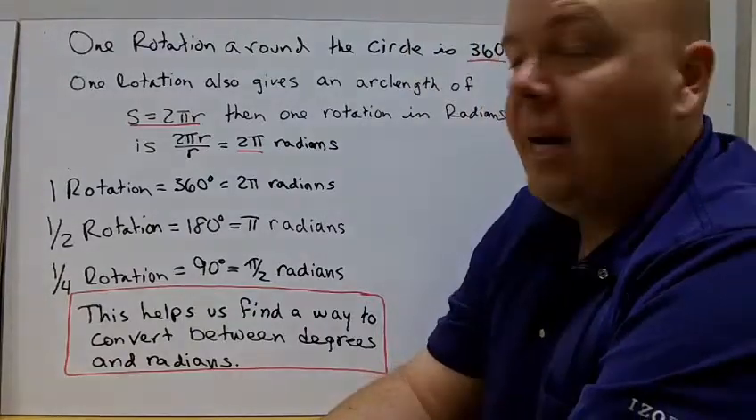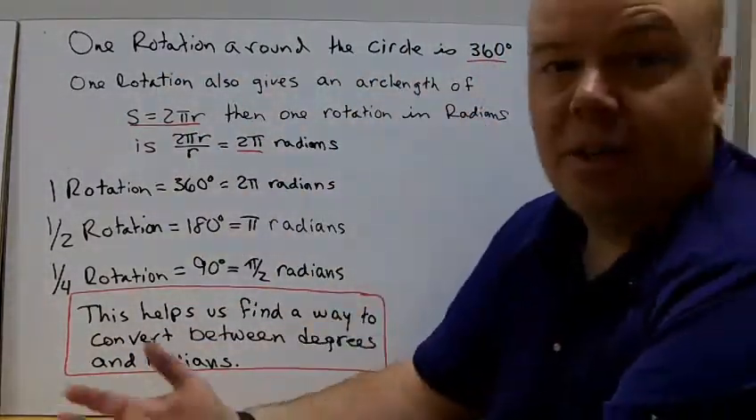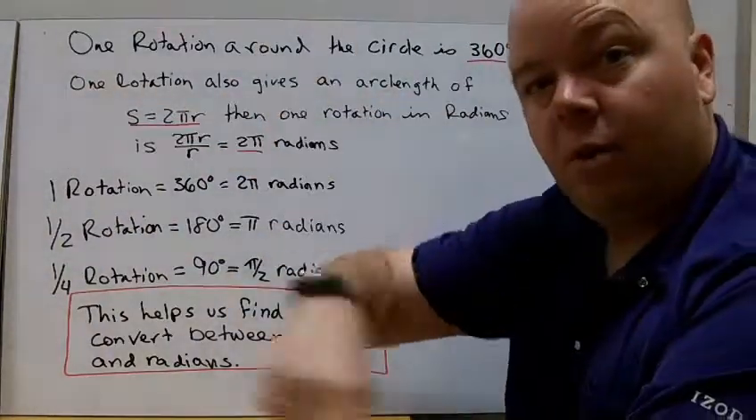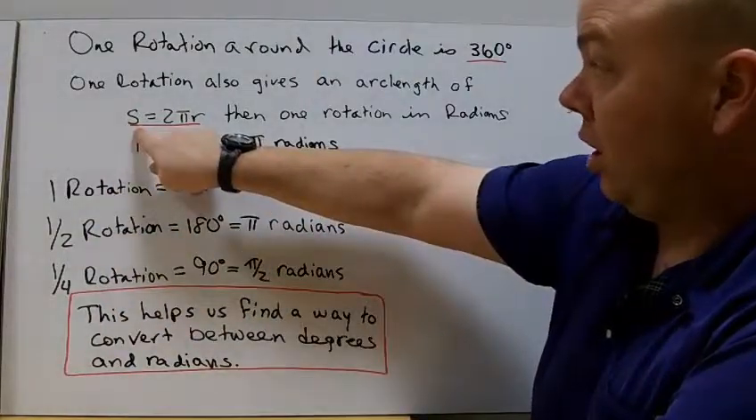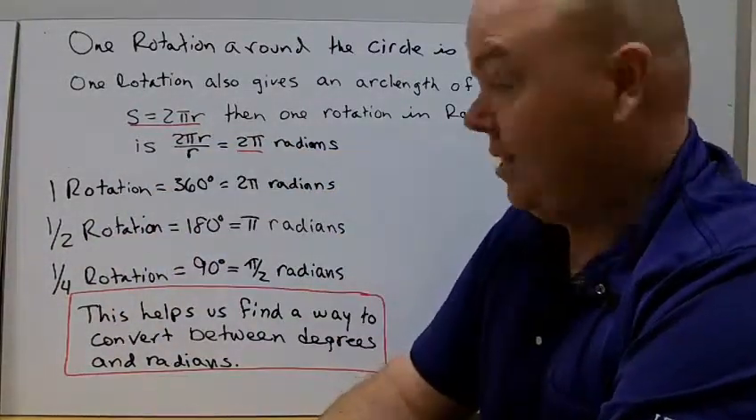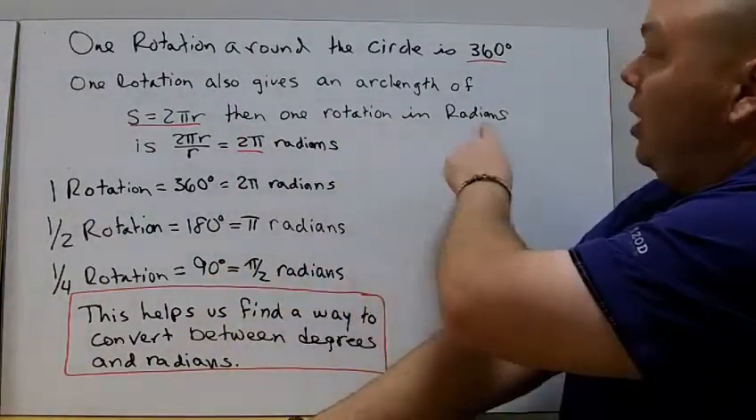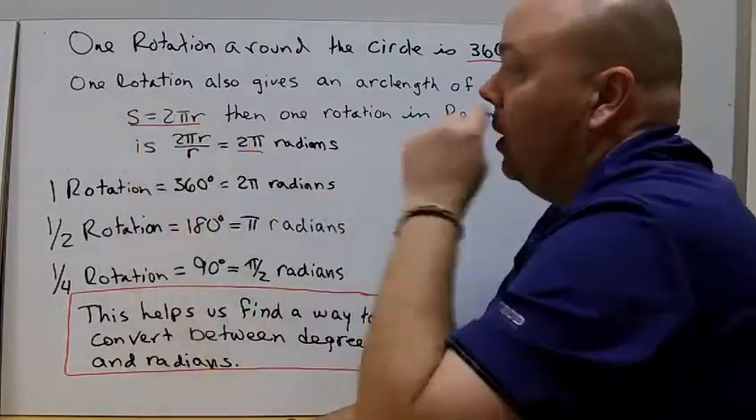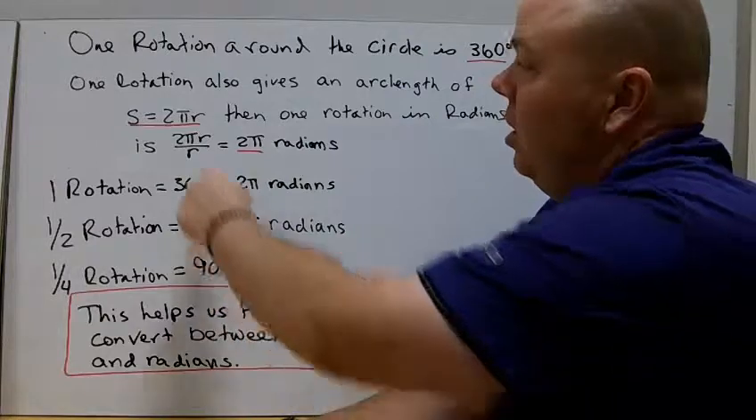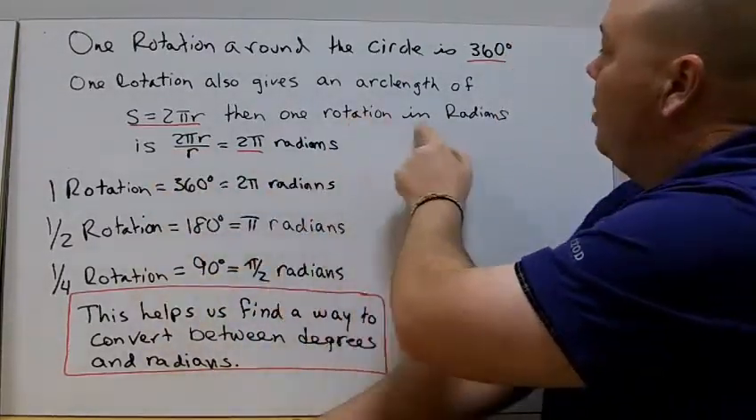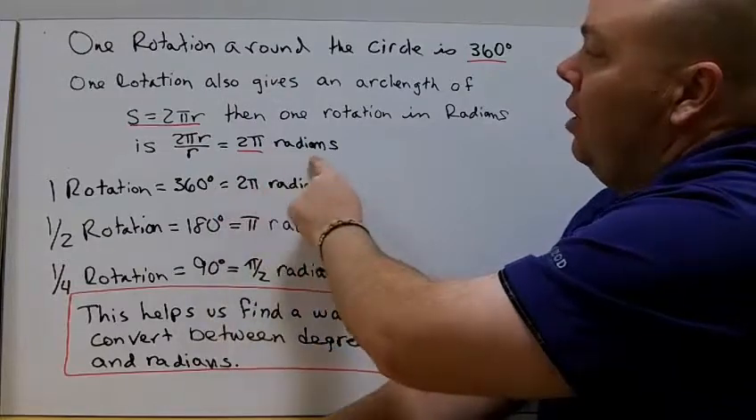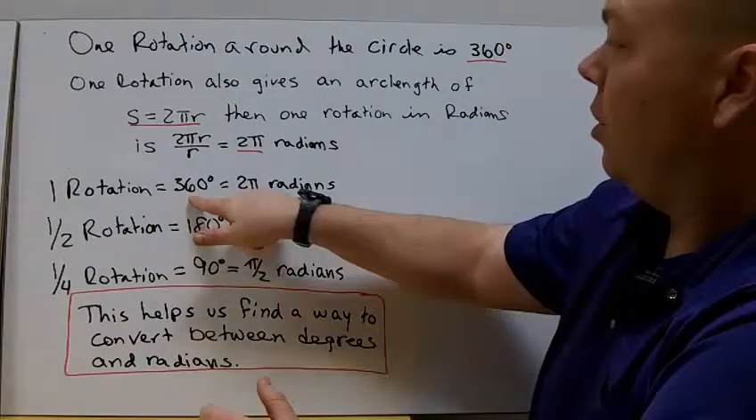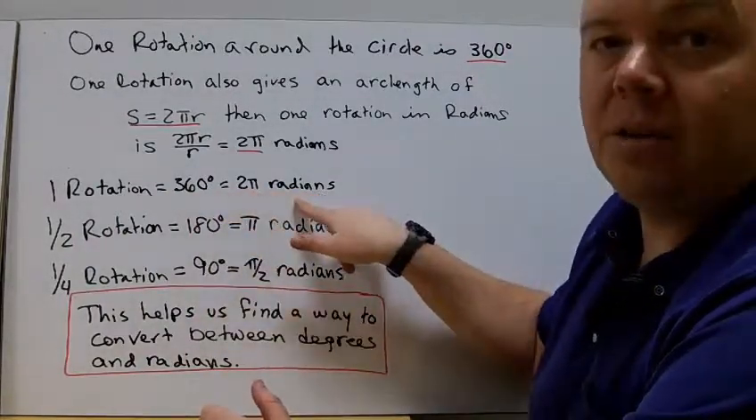So let's take a closer look at a radian. One rotation around a circle is 360 degrees. That's what you've learned in previous math courses. One rotation also gives an arc length. If you're looking at the circumference of the circle, it gives you an arc length of 2 pi times the radius, whatever the radius is. Then one rotation in radians is 2 pi r, the arc length, divided by the radius. You cancel the r's, and then one rotation in radians is equal to 2 pi radians. So one rotation is equal to 360 degrees. 360 degrees is also equal to 2 pi radians.